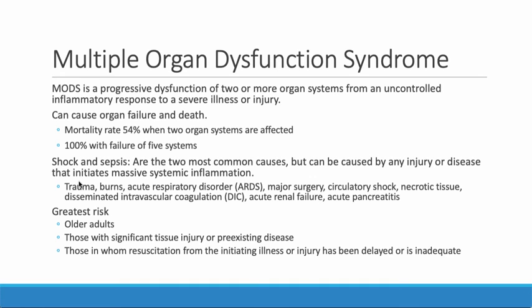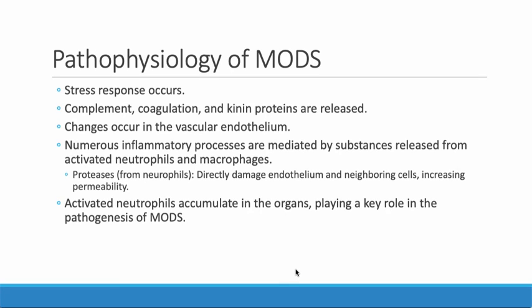Now, what are the etiologies? Well, shock and sepsis are very common causes, but there's any number of other things that can contribute as listed here. The patients at greatest risk for multiple organ dysfunction syndrome will not surprise you. Older adults, young children, those with significant tissue injury or pre-existing disease, like heart failure, like kidney failure, any of those things certainly increase your risk.